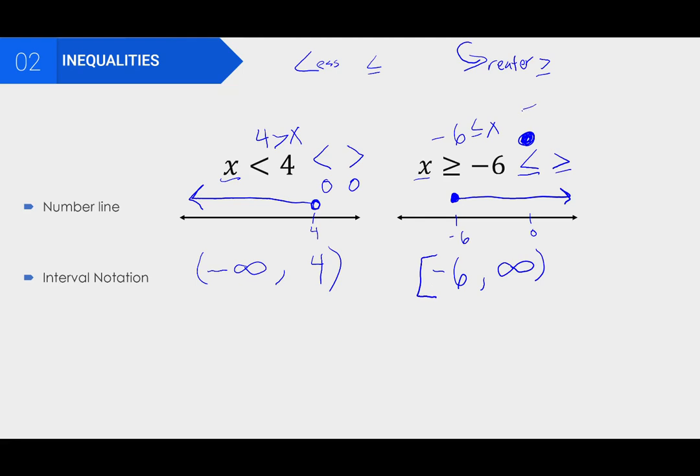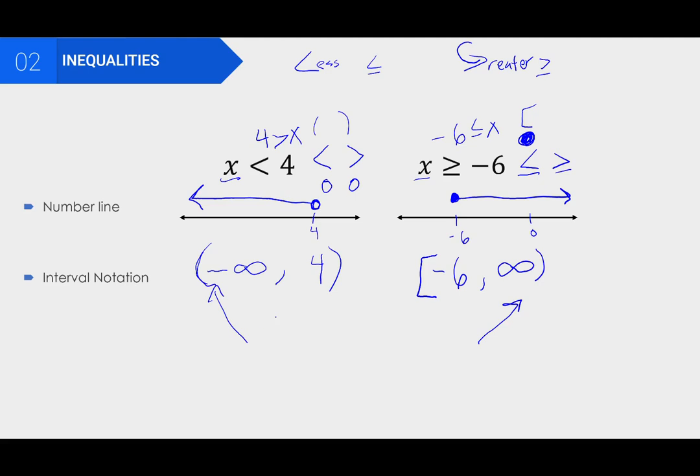So a square bracket for those, and parentheses for these. And just a reminder, you never put a bracket on infinity because sadly, we are mortal. We cannot reach infinity yet. And so infinity cannot be included in our interval. We're just going to have a parenthesis to show the idea that it gets smaller and smaller and smaller, or bigger and bigger and bigger.